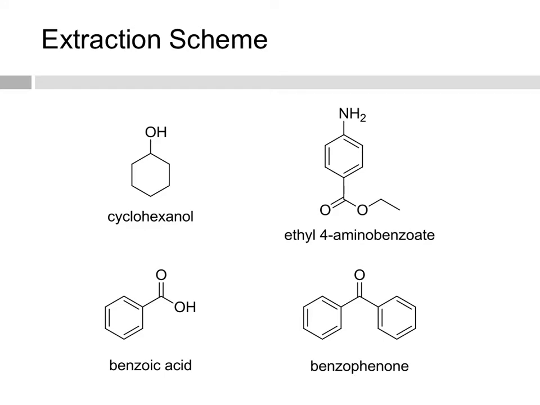As drawn, all of these compounds are soluble in organic solvents. What we're going to do is do a quick mix of the organic solvent with aqueous acids or aqueous bases and try and separate them. Under extraction conditions, if we look at each of these compounds, we can tell that we have an acidic proton in cyclohexanol, and if we look at ethyl 4-aminobenzoate, we can look at the acids, bases, and neutral components.